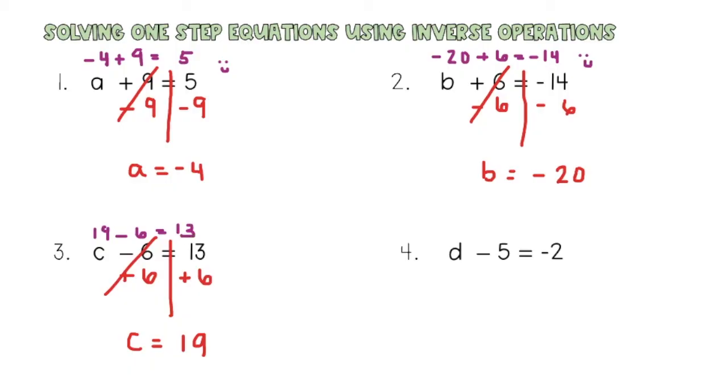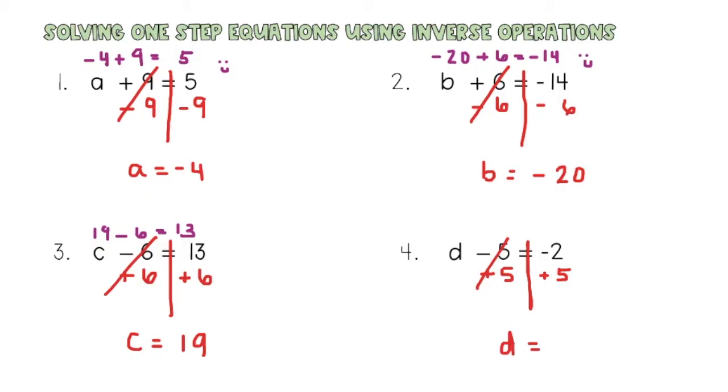Number 4, D minus 5 equals negative 2. I'm going to draw a line down my equal sign. Since we are working with subtraction, I'm going to add 5 on both sides. A minus 5 and a plus 5 cancel out, and I'm left with D all by itself.